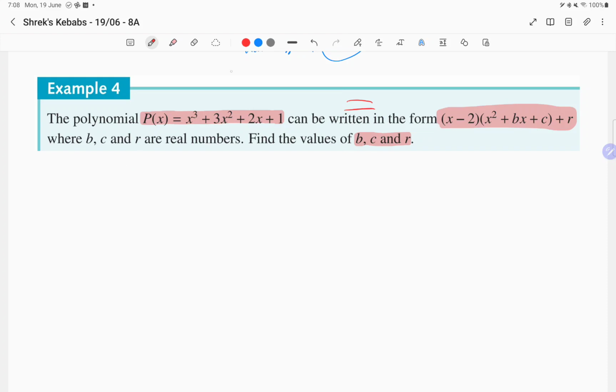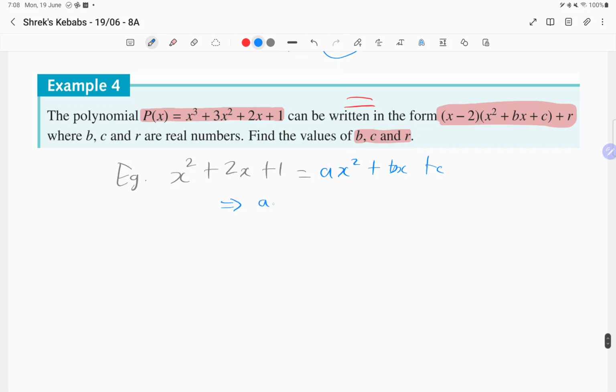So I'll give you an example of the concept first. Let's say x squared plus 2x plus 1 is equal to ax squared plus bx plus c. What's a, b, and c? A is equal to 1, b is equal to 2, and c is equal to 1. Correct, right? If two polynomials are the same, then the coefficient of each term with the same power must also be the same.